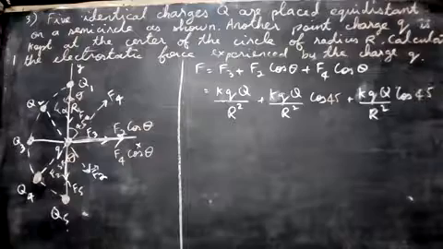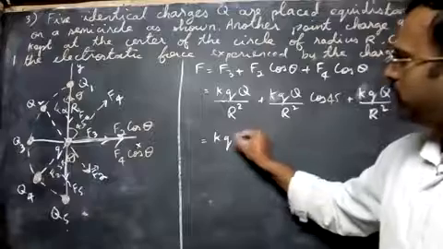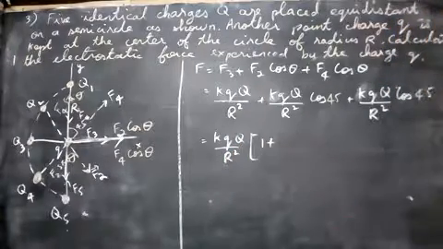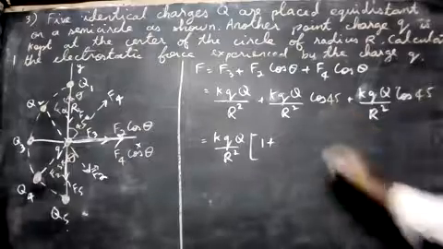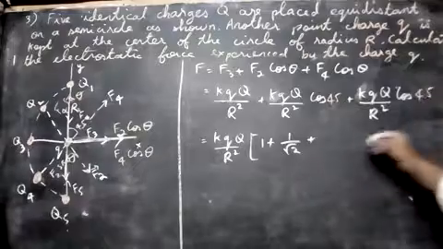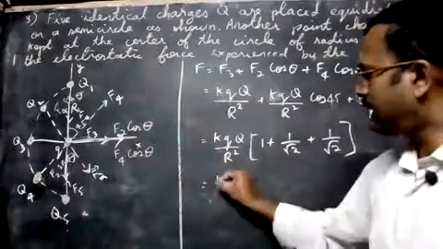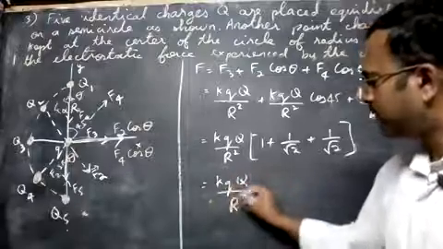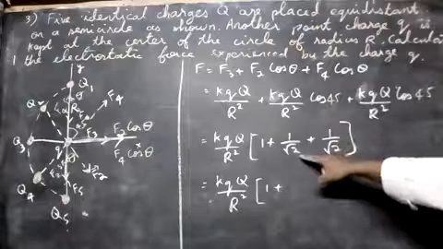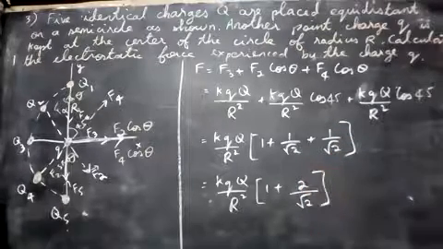Now you see what's common here: k into q into Q by R squared is common, so take it out. K q Q by R squared into, the first term gives 1, plus the second term cos 45, whose value is 1 by root 2, plus again cos 45, that is 1 by root 2. Let's add this. Common denominator means you can add. The common denominator is root 2, and the top will get 2. So 1 plus 2 by root 2.